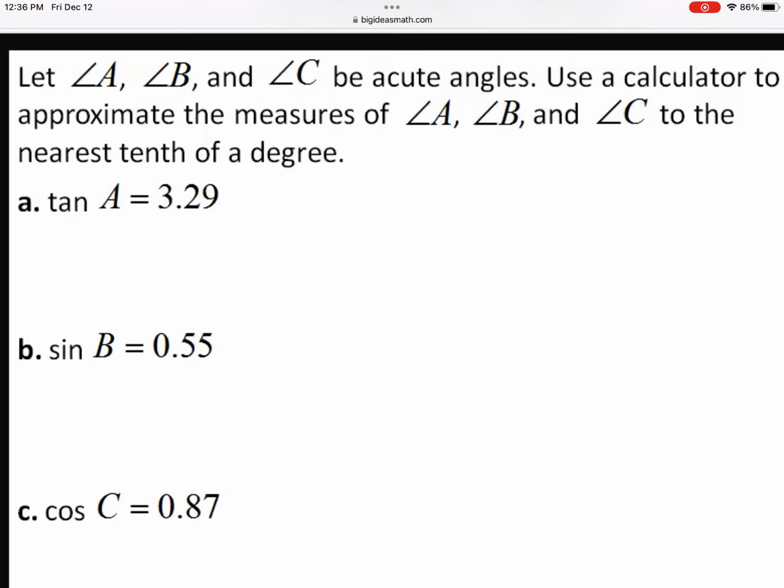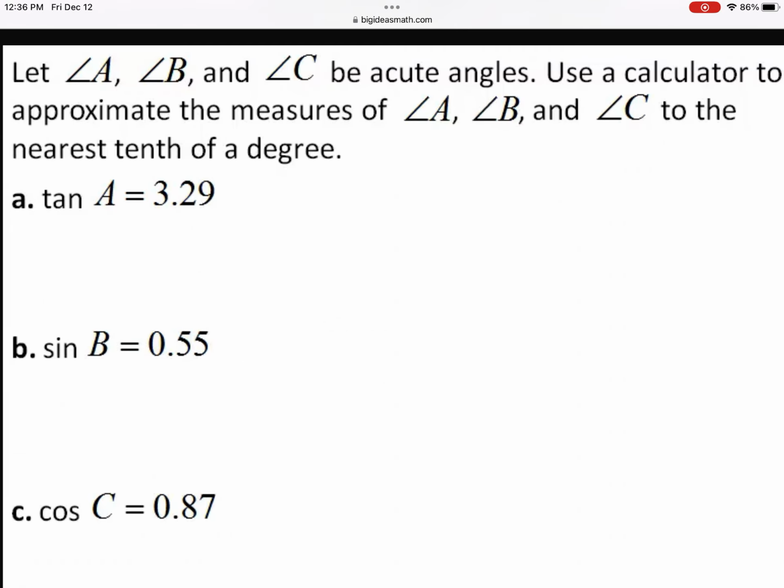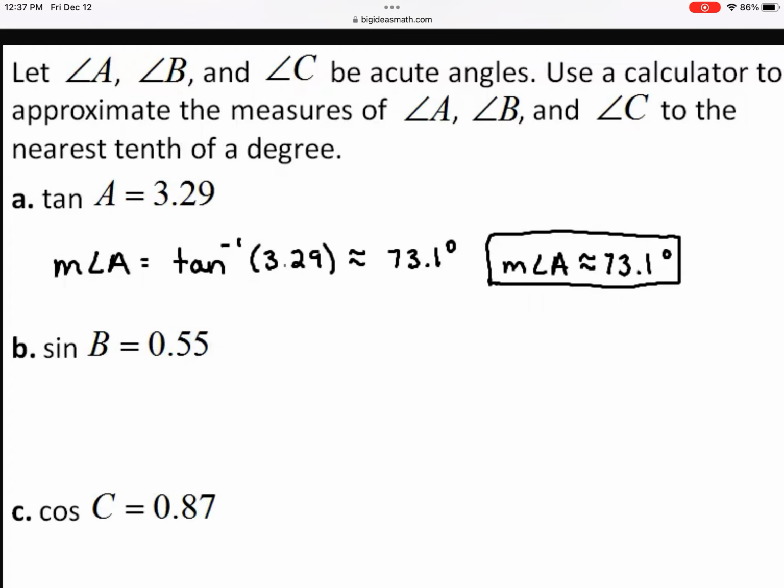Let angle A, angle B, and angle C be acute angles. Use a calculator to approximate the measures of angle A, angle B, and angle C to the nearest tenth of a degree. Part A. The tangent of angle A equals 3 29/100. So the measure of angle A equals the inverse tangent of 3 29/100, which is approximately 73 1/10 degrees. So the measure of angle A is about 73 1/10 degrees.